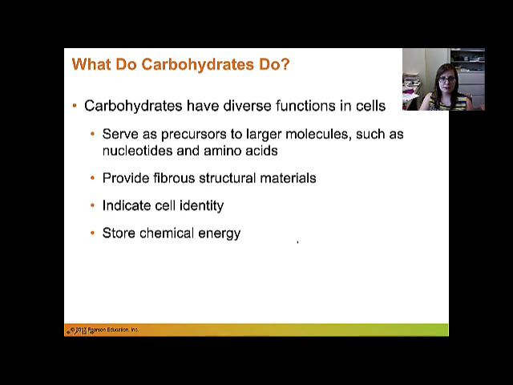So what do carbohydrates do? Carbohydrates have diverse functions in cells. They serve as precursors to larger molecules. We've talked about this already in the case of nucleotides, but also in amino acids. They provide fibrous structural materials, so peptidoglycan, cellulose, chitin, and they also indicate cell identity, and they store chemical energy. So we're going to talk about these last two.